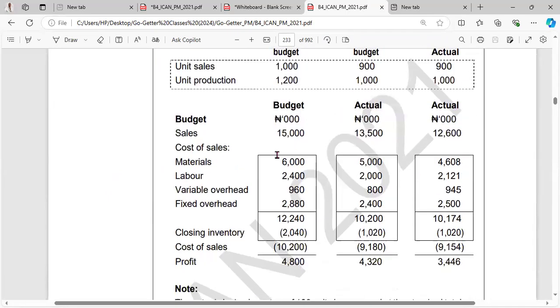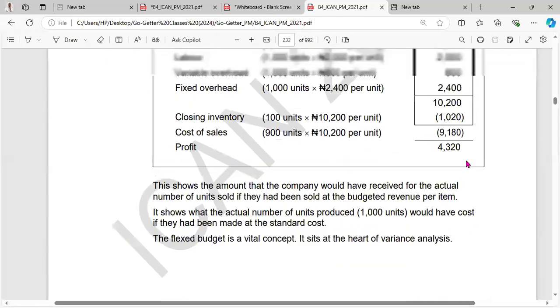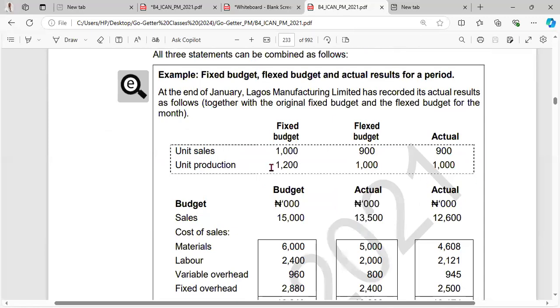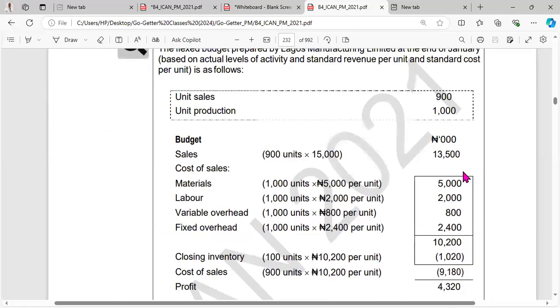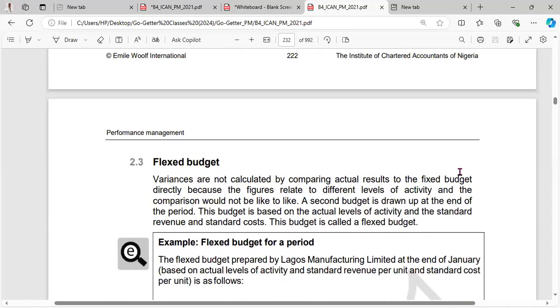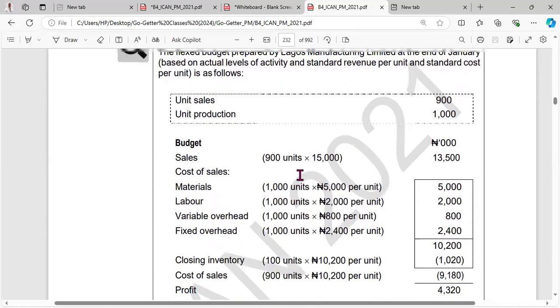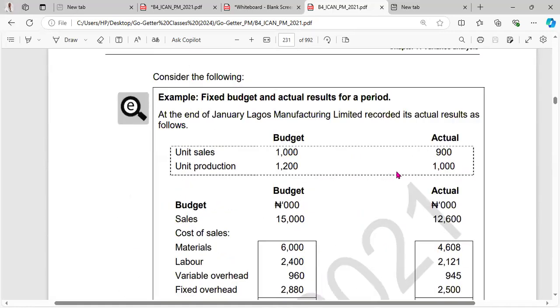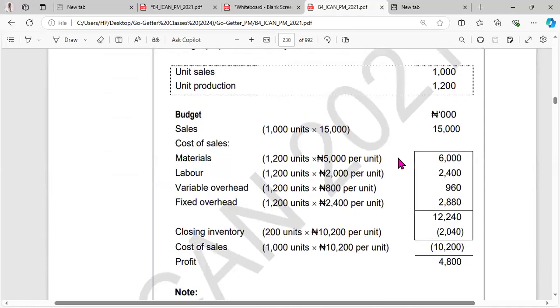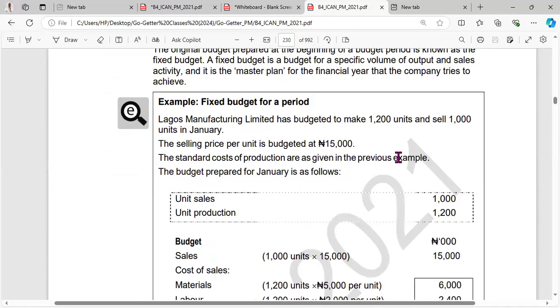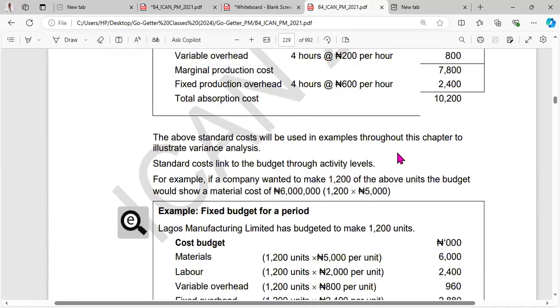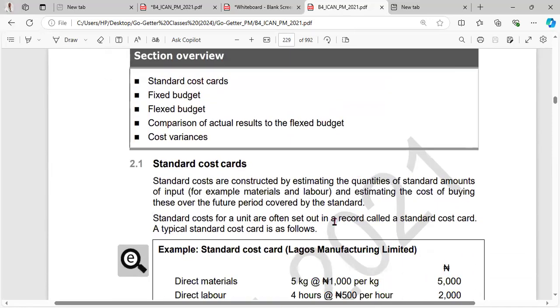Can you see where we are getting those figures? The 5,000, the 4,806.08. Can you see that? Then, of course, that's the flex, the comparison we did before. Then this was the actual thing we did here. Those actual things we did here.